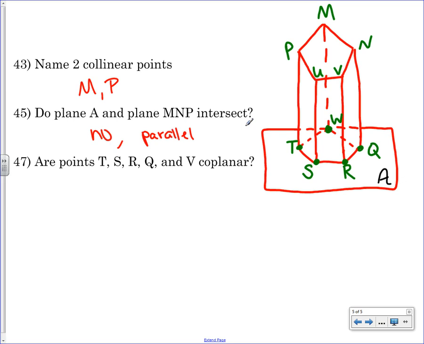That's why. Okay? Are points T, S, R, Q, and V coplanar? Don't say it out loud. Find all those points. See if they're on the same plane. Yes or no? T, S, R, Q, and V. Are they all on the same plane? What do you guys think? Nope, we got T, S, R, Q, and V. So no, right? No, I'm going to say V is not. That way when I come back later, I'll remember why I said that.